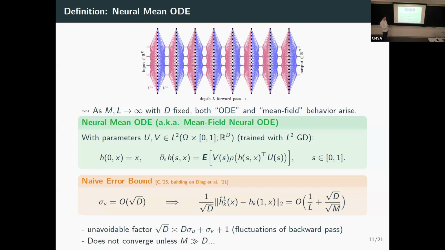And here, even if sigma v was 1, I would still pay square root of d. I'm being a bit fast here, but it's because you pay for the fluctuation both in the forward and in the backward pass, while in the two-layer case, there were fluctuations only in the forward pass that were important. So even if you choose sigma v equals 0, you cannot escape the square root d over square root m. So this does not converge unless m is much larger than d, which we have seen is not the practical setting. So either this is the wrong limit or this bound is loose.